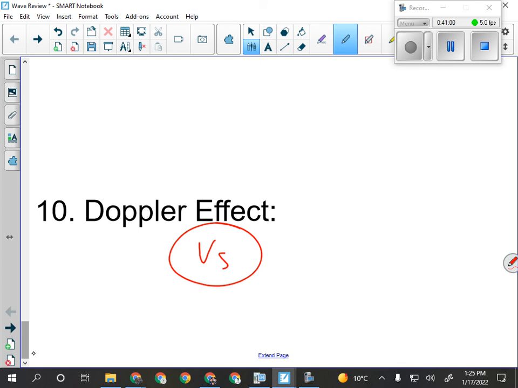Doppler. Nine, open air columns. So you got a closed one on your unit exam, you got an open one on the final.